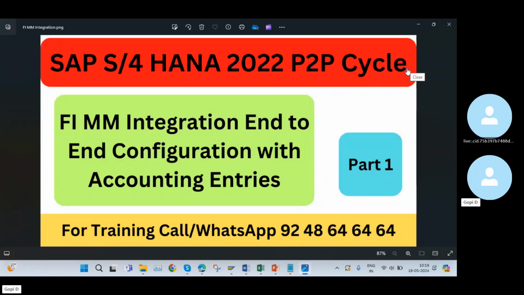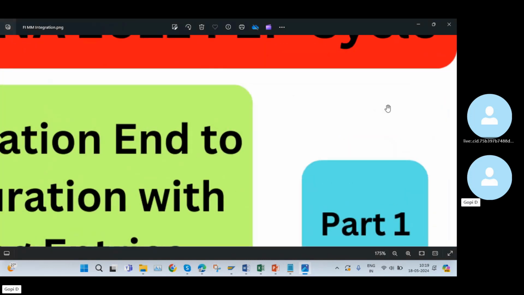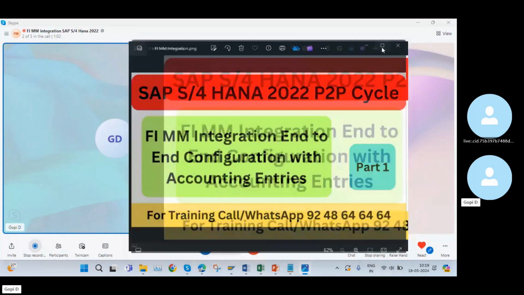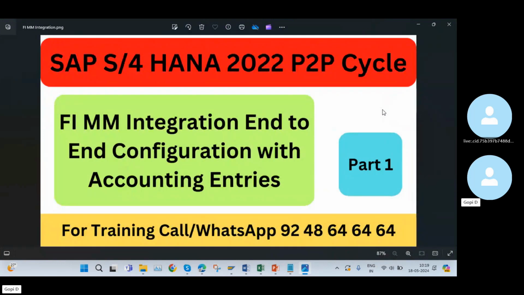So today we will discuss a very important session. Especially while we are attending the interview, without this question we cannot expect the interview. Even once we get the job, definitely in the job perspective also, this is a very important topic. That is the FI and MM integration, and that too in these classes.